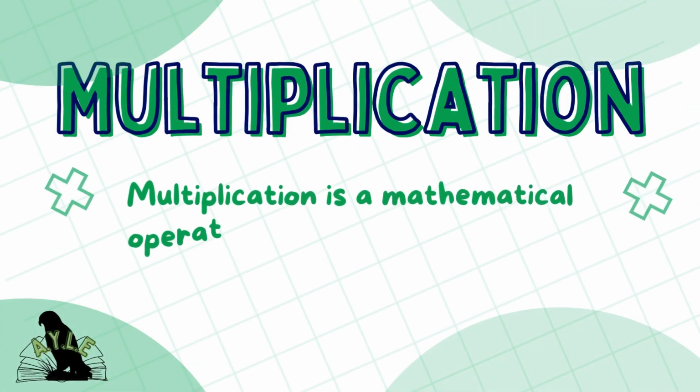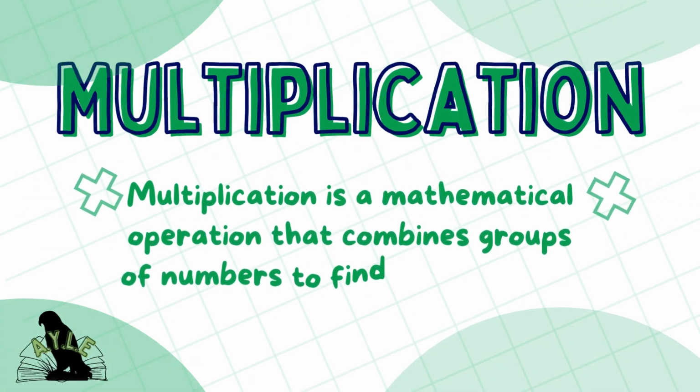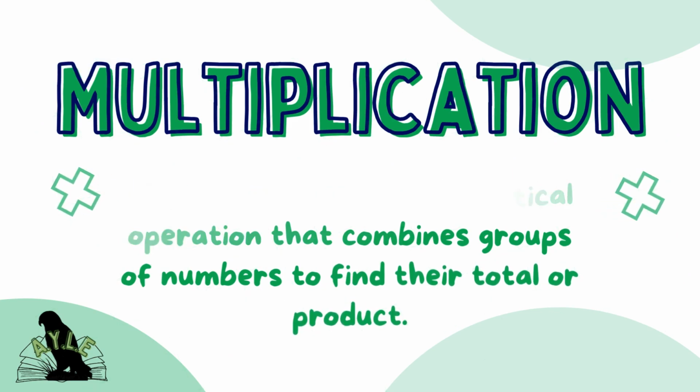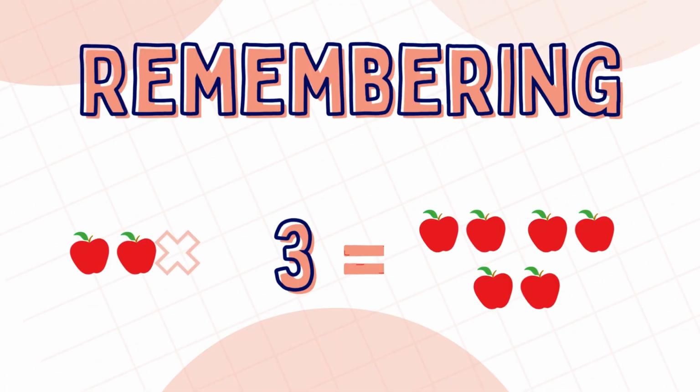So, what is multiplication? Multiplication is a mathematical operation that combines groups of numbers to find their total or product, right? So if we have two apples and we multiply that by three, we've got three groups of two apples. That's going to be two, two, two, so six apples in total. So three groups of two is going to be six. This is how I like to look at multiplication. Anyways, let's get started now.